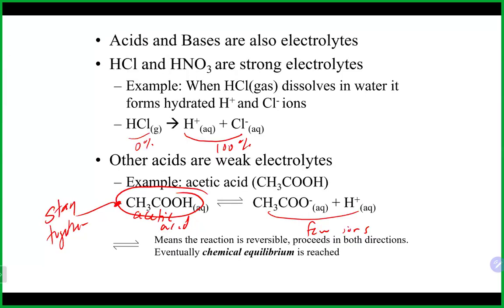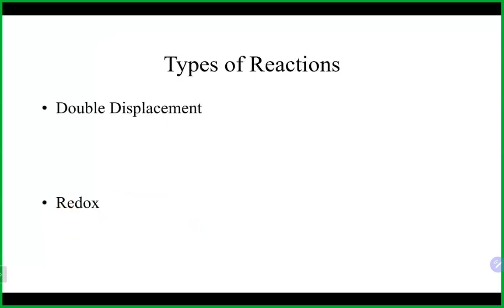So now we understand electrolytes. We're going to talk about types of reactions. And when we talk about types of reactions, there's really two big categories of reactions that you can basically break apart into. And there's also three reasons why a reaction takes place.